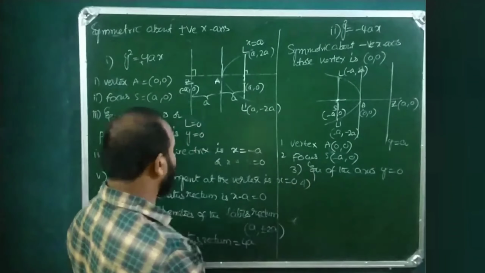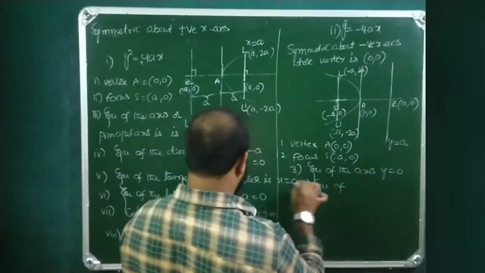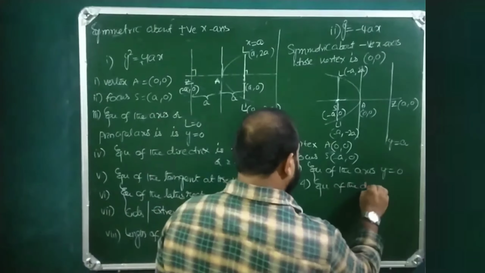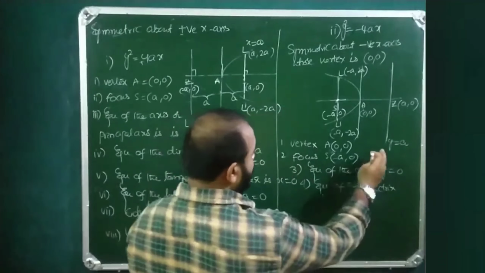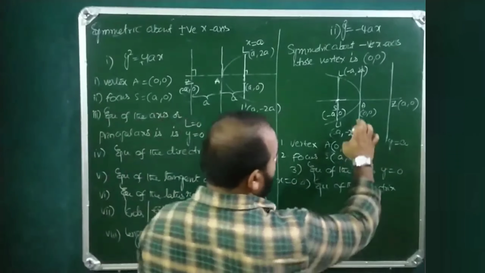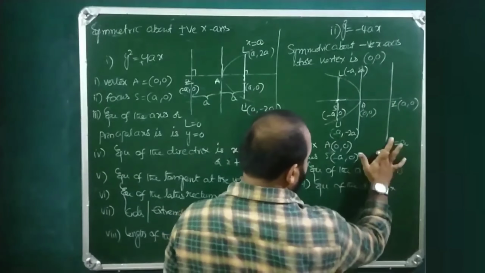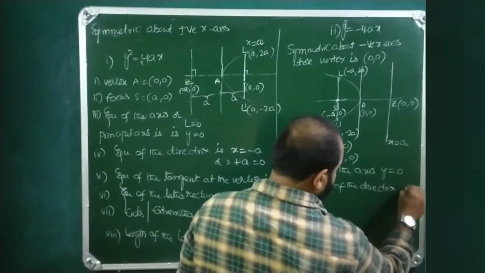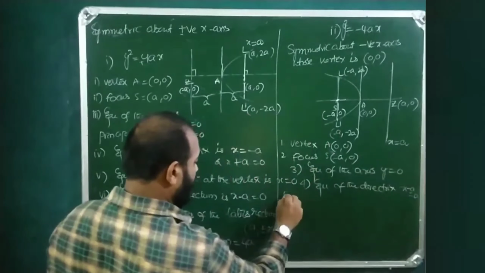And the fourth one, equation of the directrix. As we have already discussed, the line which is parallel to the y-axis is of the form x equals something, x equals a, that is x minus a equals 0.